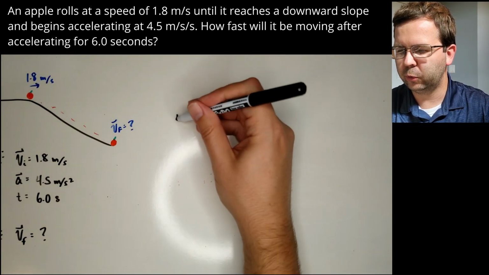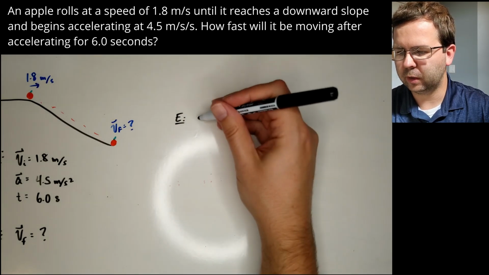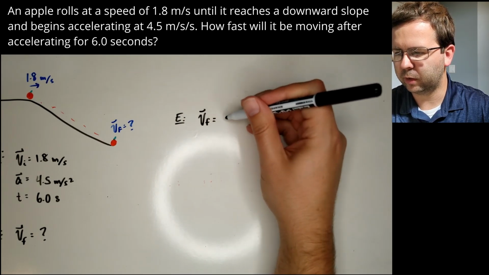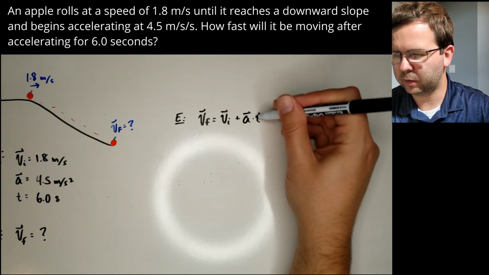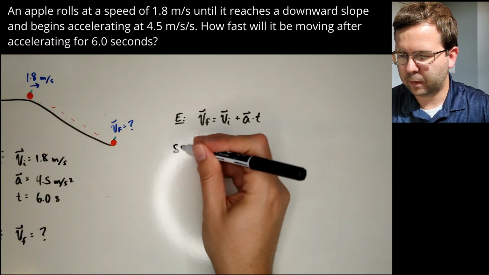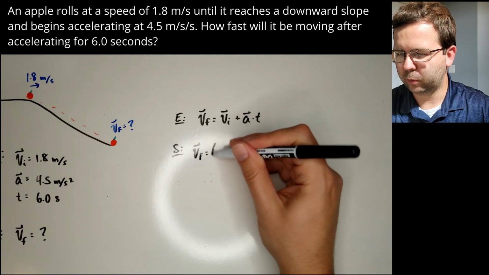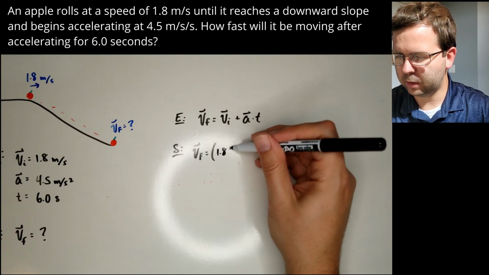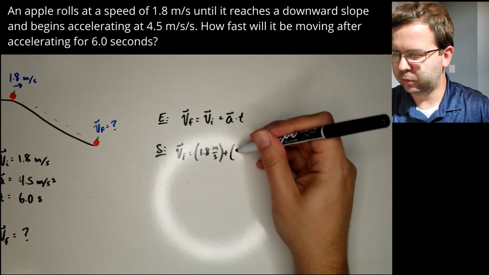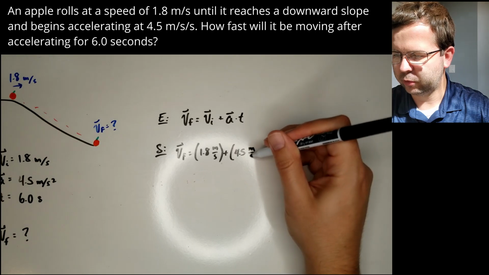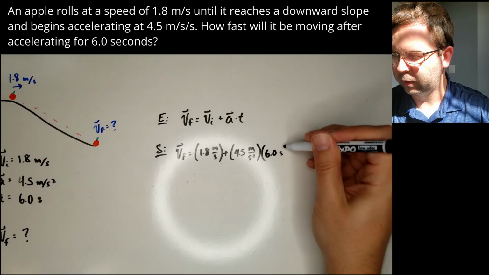So now we're ready to use an equation to solve for this problem. We want the final velocity. I'm going to use this equation that involves acceleration here. The final velocity is equal to the initial velocity plus the acceleration times the time. I'm ready to substitute in my numbers. So the final velocity is equal to an initial velocity of 1.8 meters per second, plus an acceleration of 4.5 meters per second squared, multiplied by a time of 6.0 seconds.